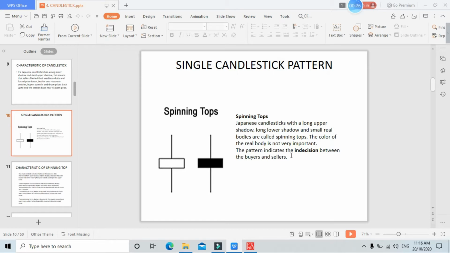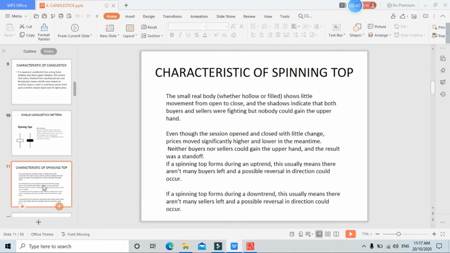The pattern indicates indecision between the buyers and sellers, which I mentioned last class, that the small body indicates indecision, and also maybe the same quantity of buyers and sellers. This is not too volatile, and the body would be small, with the upper and lower shadows almost the same length. So what is the characteristic of the spinning top?